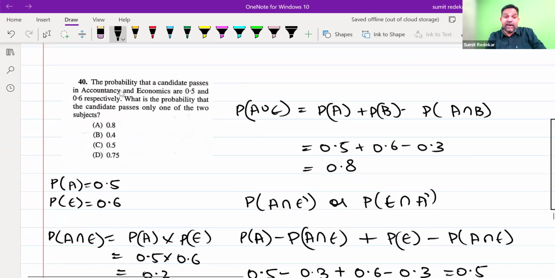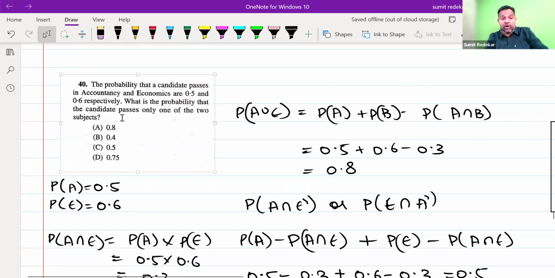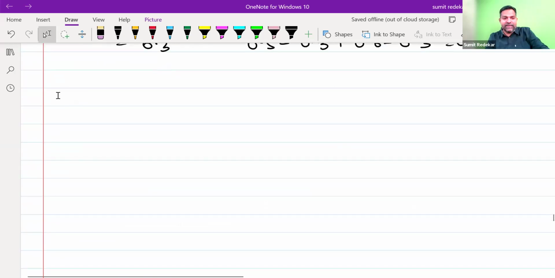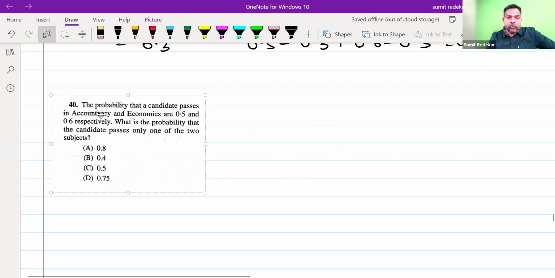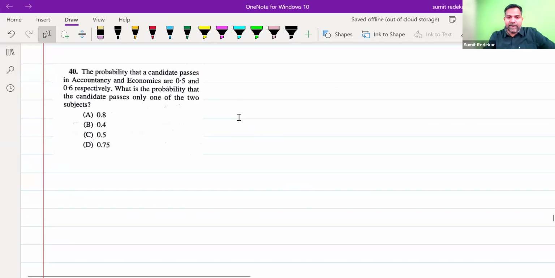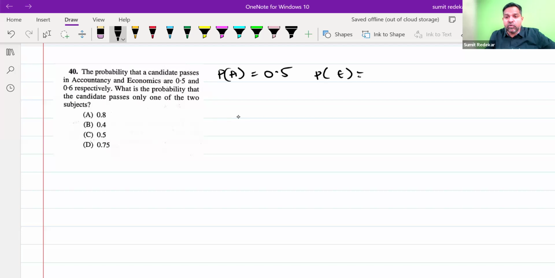The third and the last way of doing this question, because they are independent, and that is you want a student to pass in only one, correct? What we know is that the chances of passing in accounts is 0.5 and the chances of passing in eco is 0.6. If you want passing in only one, which means passes in accounts and does not pass eco, or passes in eco and does not pass accounts.